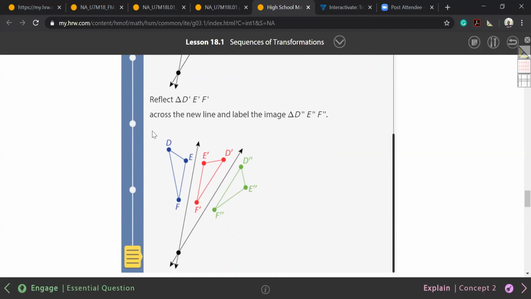So DEF was the original one. Then I reflected to find D prime, E prime, F prime. And then this was reflected to find D double prime, E double prime, and F double prime. So this is what you have to draw in number C, something like this. Okay?